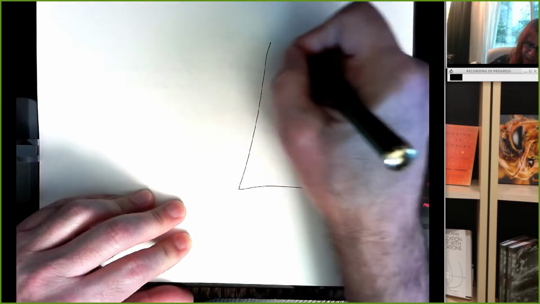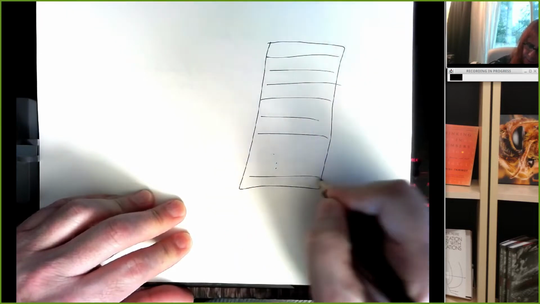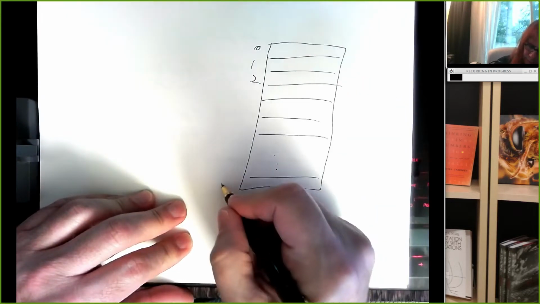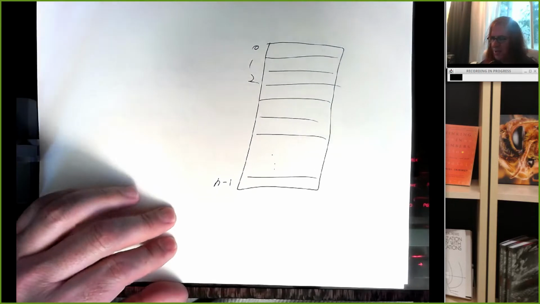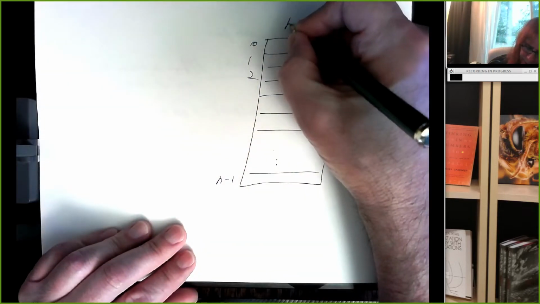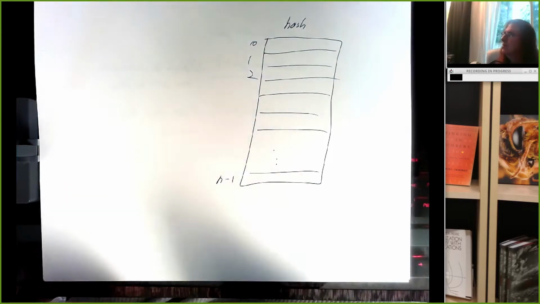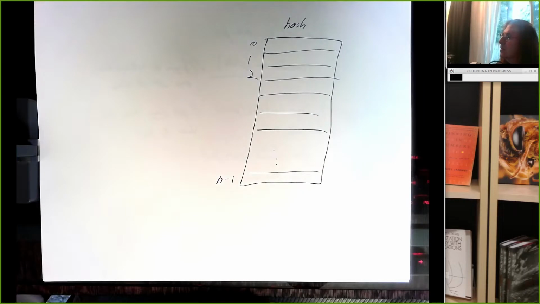So the implementation of the hash is going to be built around an array, with n entries in it, so indices from 0 to n minus 1. We'll just call this hash. Still isn't clear, but I think it'll clear up.